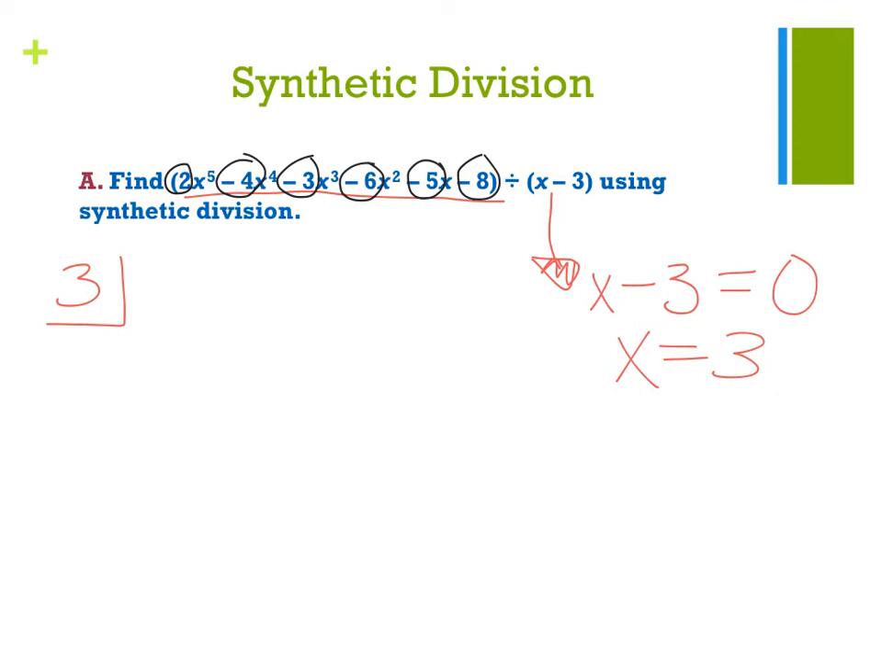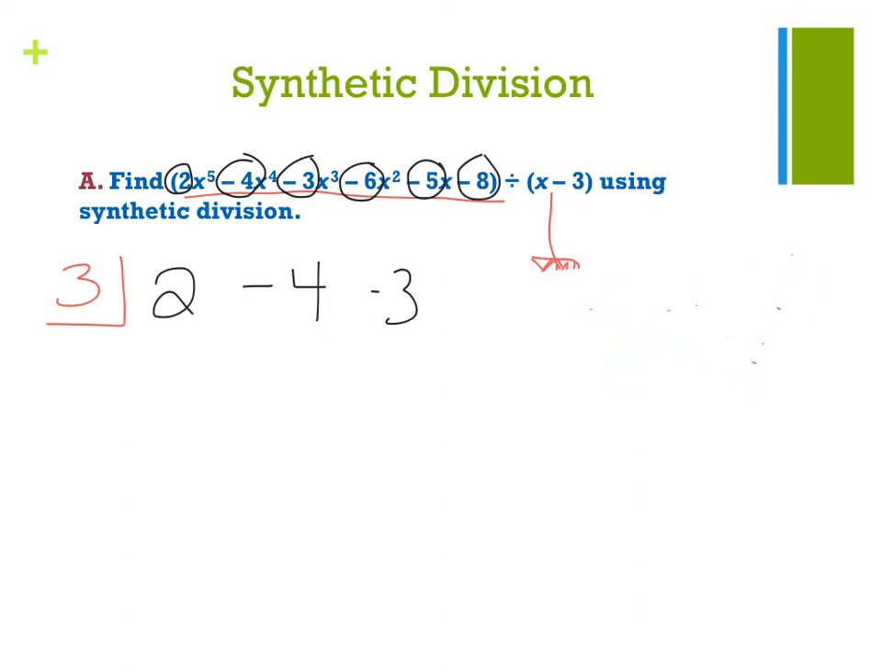So looking at our dividend up here, 2x to the 5th power is accounted for, the 4th power is accounted for, x cubed is accounted for, x squared, x to the 1st, and then our constant. So we're not missing any terms here, so I'm just going to copy down what those coefficients are. 2, negative 4, negative 3. I need my eraser over here. I'm going to erase this work so I have some extra room. Negative 6, negative 5, and negative 8.